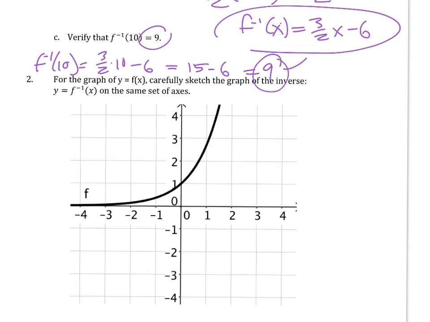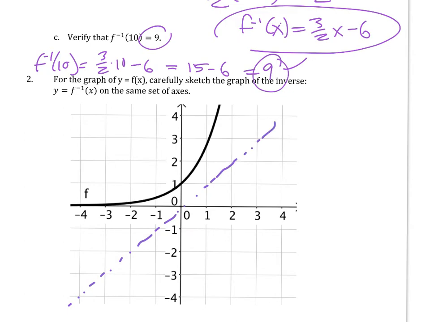For the graph of y equals f of x, whatever this thing is, carefully sketch the graph of the inverse. So we haven't been given this function in an algebraic sense, so we can't do the switch the x's and y's thing, but we can do this graphically. And a good technique would be to do a reflection over the y equals x line. So I'm going to draw in a little dashed line for the y equals x.